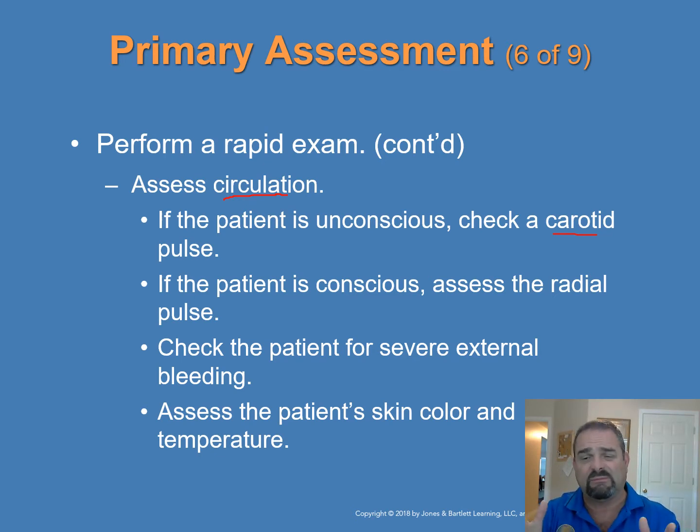If we see any bleeding, we have to stop what we're doing and do it ourselves or assign somebody to that. If you have two of you, assign somebody. Say, fix it, stop the bleed, and let that person stop the bleed. Assess the patient's skin color and their temperature. That gives you an idea of how good their circulation really is.